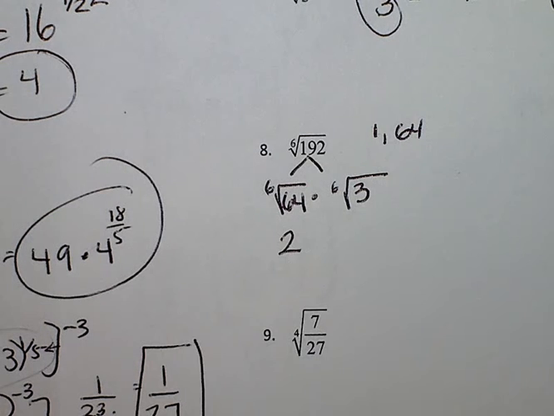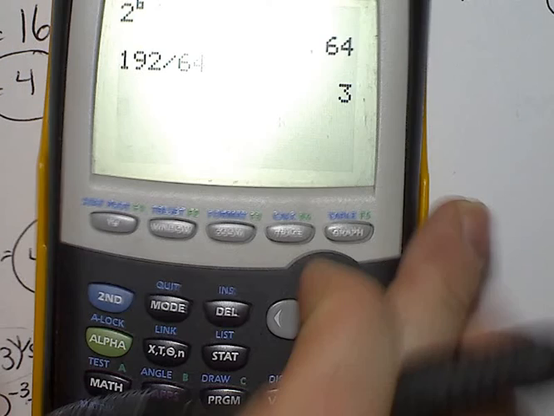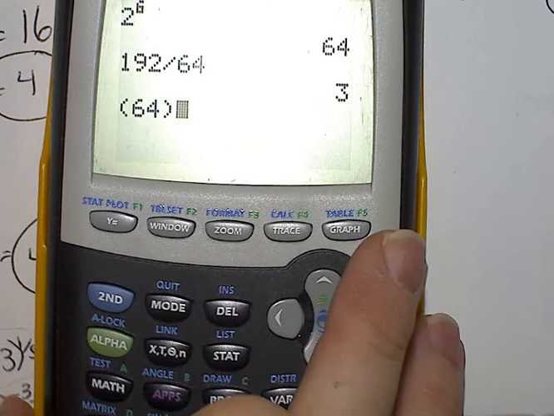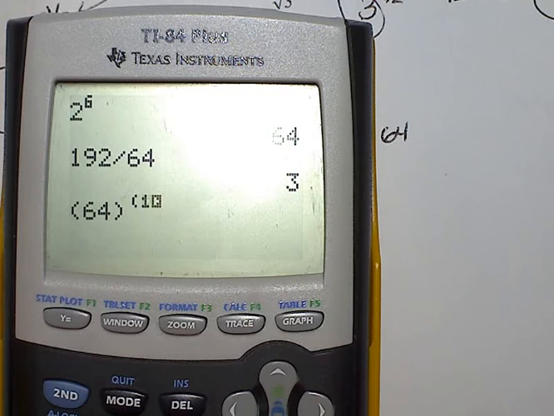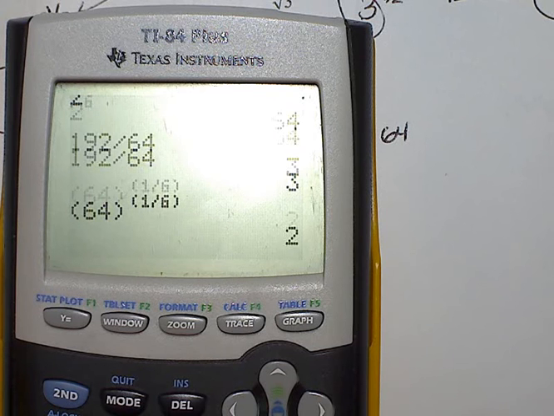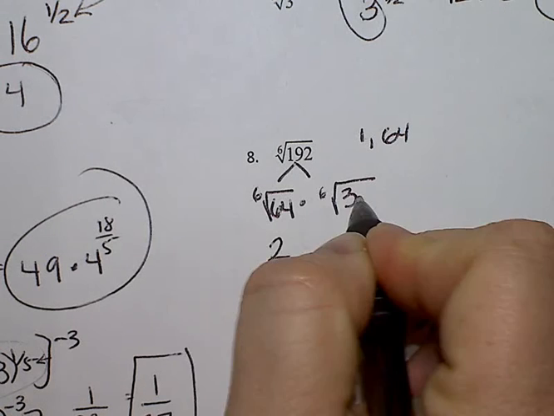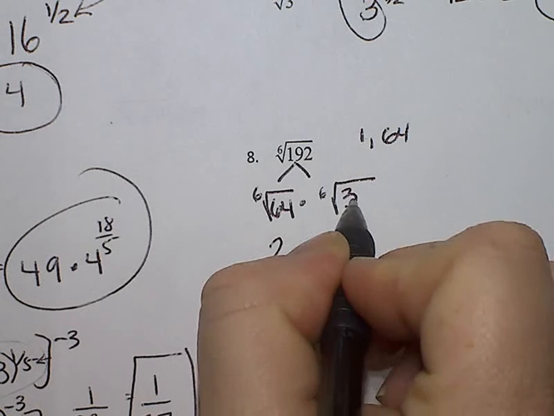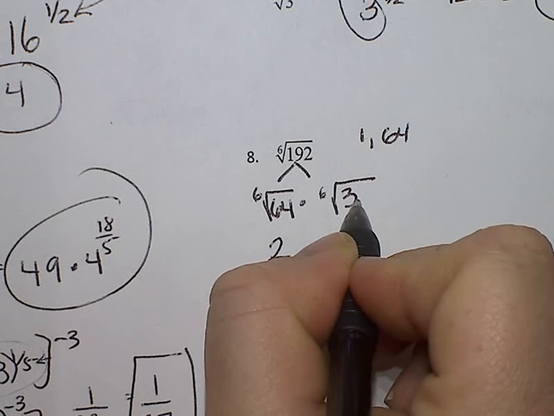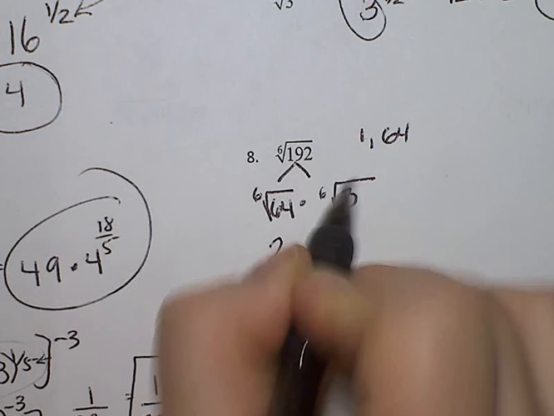If you don't know that, then you plug in 64 raised to the 1/6 power, and you get an answer of 2. So this is 2. And again, I know that 3 to the 1/6 power has an answer, but it's not pretty. If you did not know that, you plug it in.